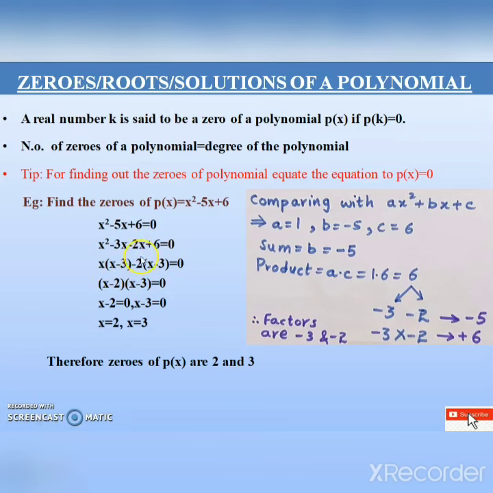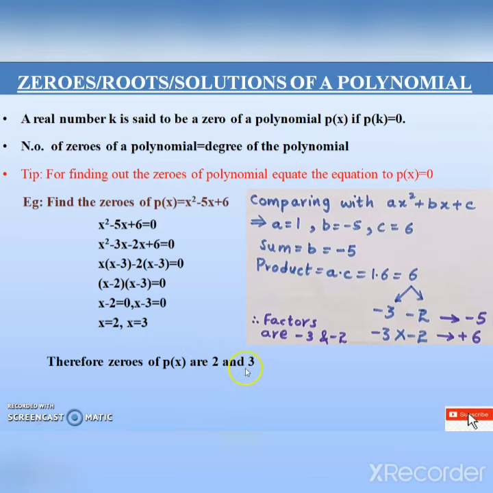So here x minus 2 I'll write in one bracket and x minus 3 is common, so I'll write in another bracket. So x minus 2 is equals to 0, x minus 3 is equals to 0. Minus 2 if it goes outside becomes plus 2. Minus 3 if it goes outside becomes plus 3. So I got x is equals to 2 and x is equals to 3. What are these x values? They are nothing but the zeros of the polynomial.